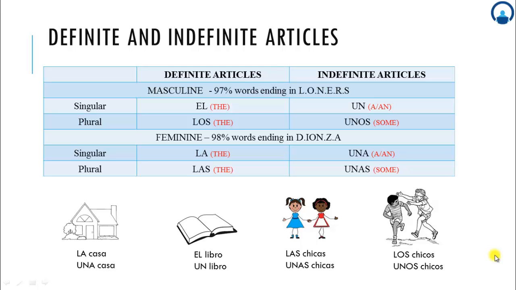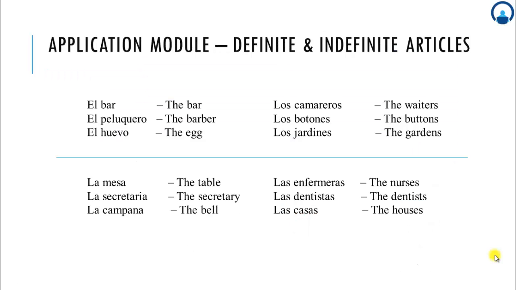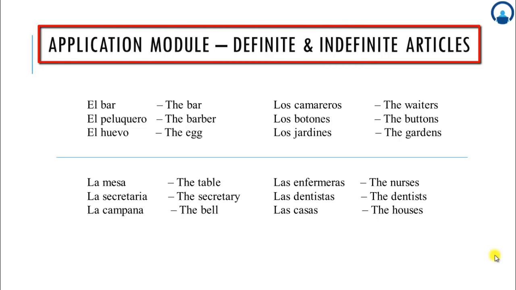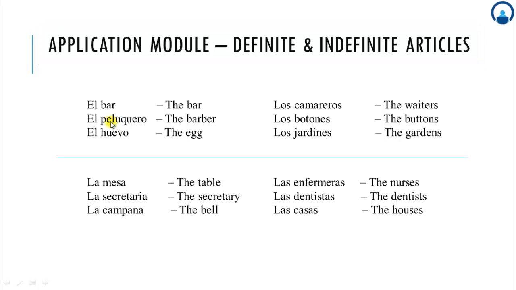Next we'll see some more examples of definite and indefinite articles. We'll read it one by one. El bar, that means the bar. El peluquero means the barber. El huevo means the egg. Note that all these are singular and are satisfying the condition of being masculine. That's why el is used.